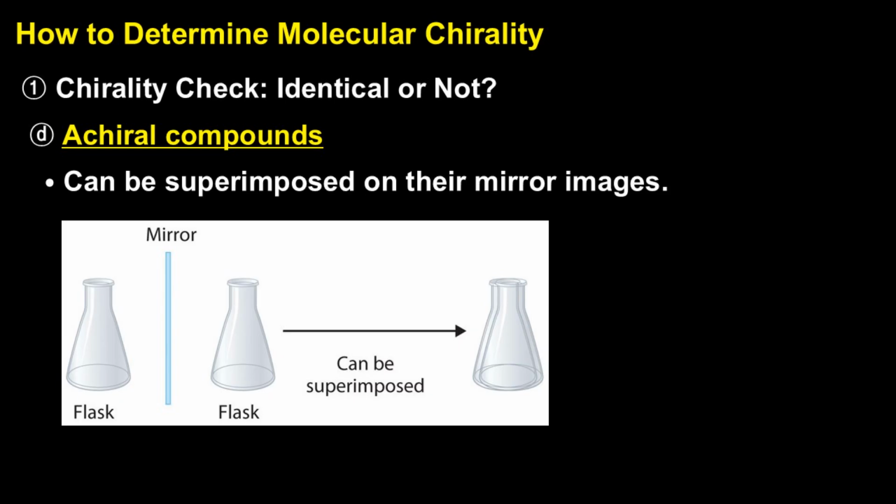Now, let's compare that to something achiral, like a simple flask. Because of its symmetry, the flask and its mirror image look exactly the same. If a molecule's mirror image is indistinguishable from the original, that means it's achiral.